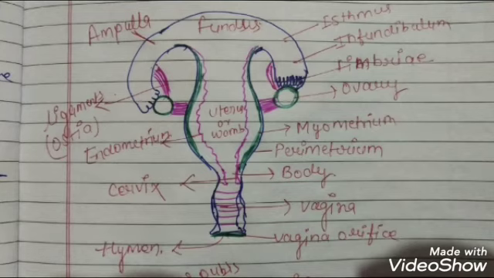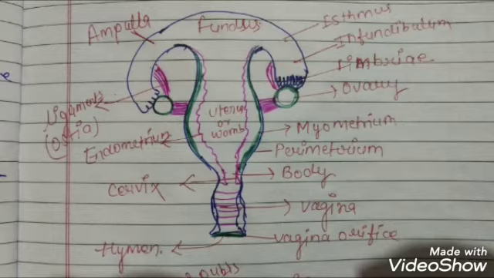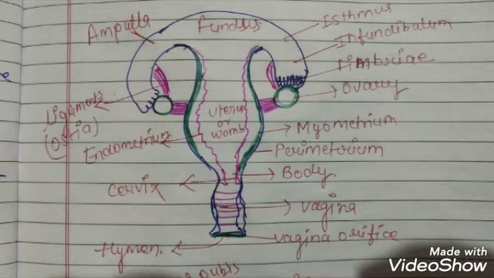It has two openings. What are the two openings? One is the urethral opening, from where the urine is released, and the other is the vaginal opening, where sperm is received during insemination. The vaginal opening is covered by the hymen in the case of a virgin female.